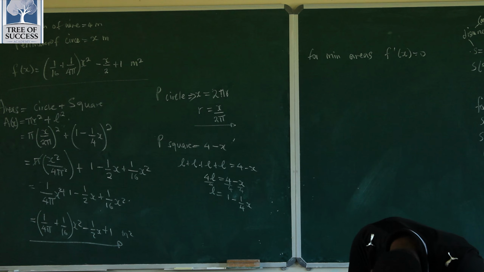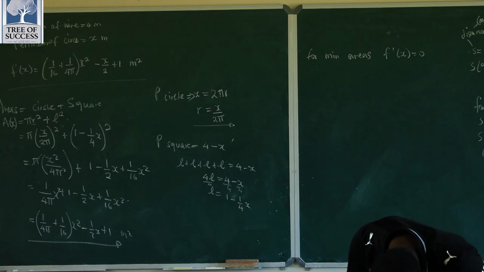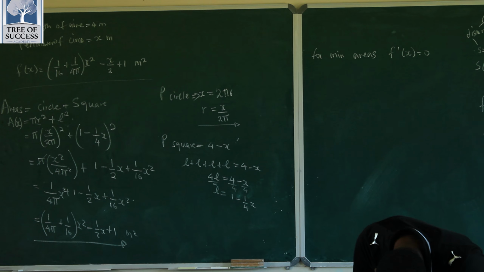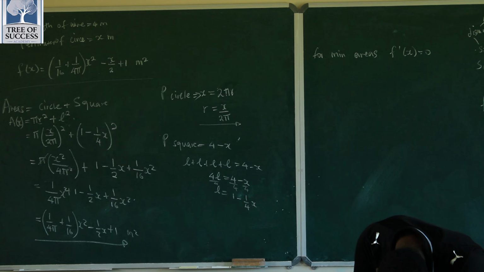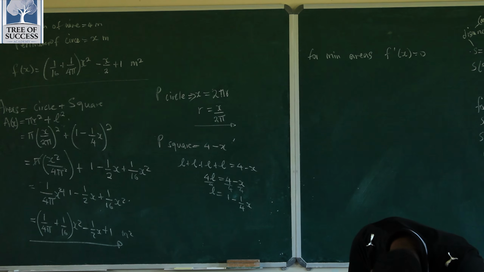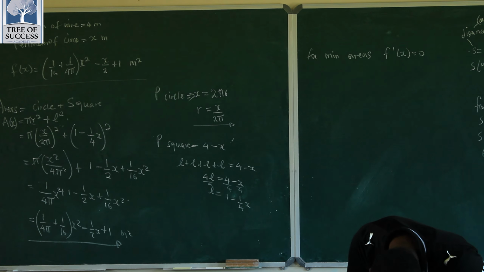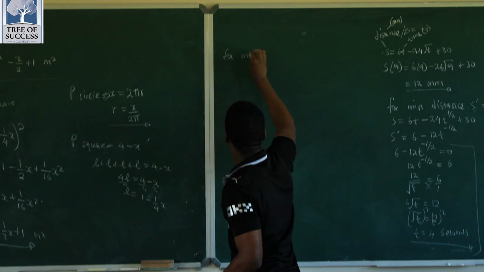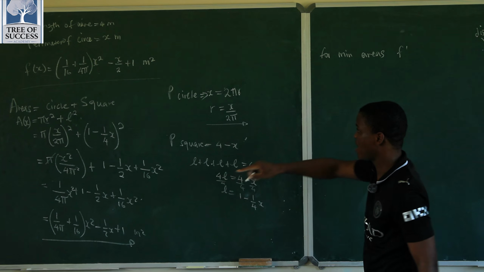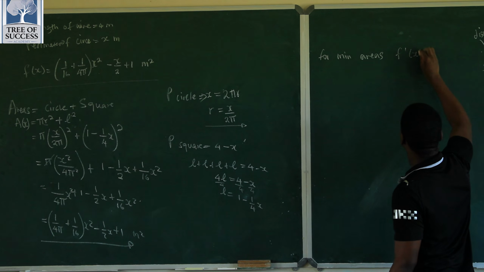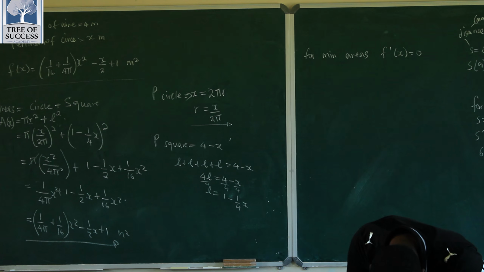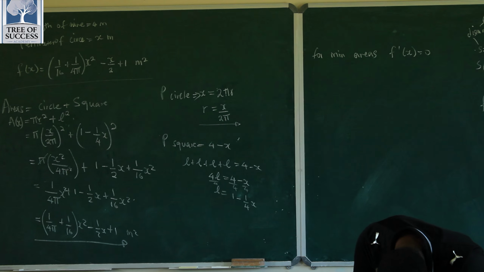Now the last one here, just know that after proving there will always be something that requires you to derive, equate to 0, and then solve for the unknown. So now question two-one here: how should the wire be cut so that the sum of the areas of the circle and the square is a minimum? So now for minimum area, f prime, I'm sure this was f of x, so now f prime should be equal to 0. Then you have to solve for x, right?